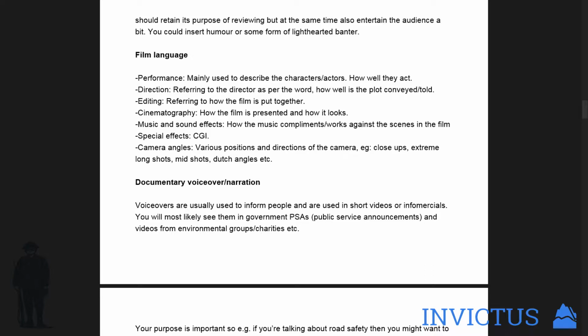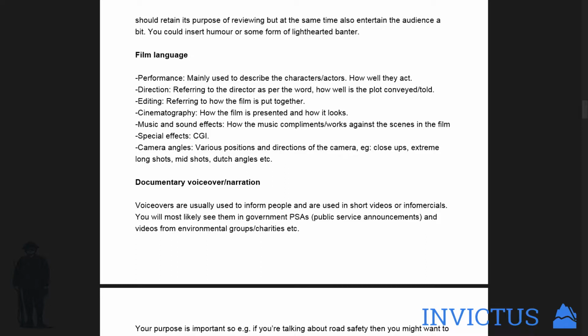So performance, mainly used to describe how the actors and characters go about in the film, so how well they act. Direction, referring to the director as per the word itself and how well the plot is conveyed or told, because you are directing the film. You are putting the film in a direction. Hence, you are conveying the plot in a certain way, a certain direction. Hence the word. English is lovely.